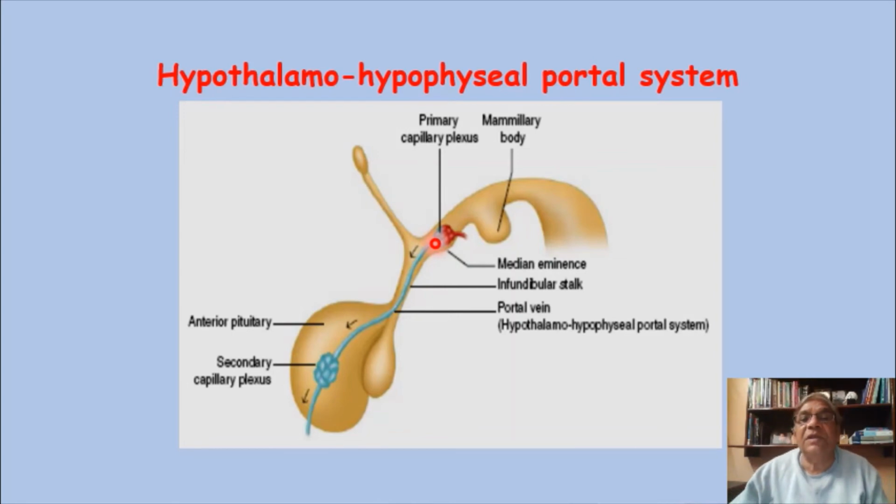Okay, tuberal and infundibular nucleus. Now the venule which is formed at the venous end of the capillary plexus passes through the infundibular stalk, and then it goes to the anterior pituitary where it forms the second capillary plexus. That means once the capillary plexus becomes a venule, once again it breaks up into a plexus, but it contains only venous blood.